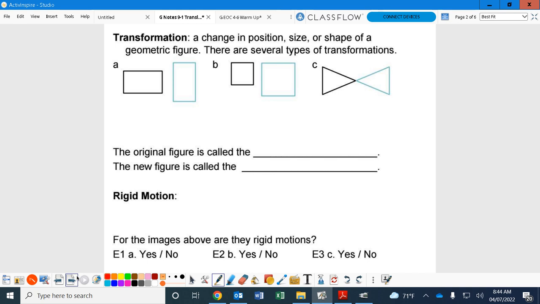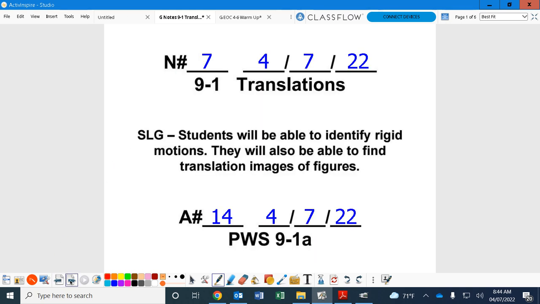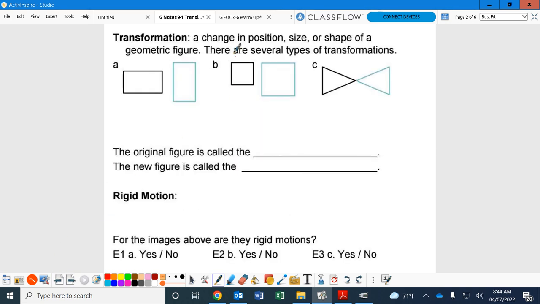Okay, guys, first of all, transformations. Transformations is what we're going to be dealing with. Today we're doing translations. That's a specific transformation. It says a change in position, size, or shape of a geometric figure. There are several types of them.